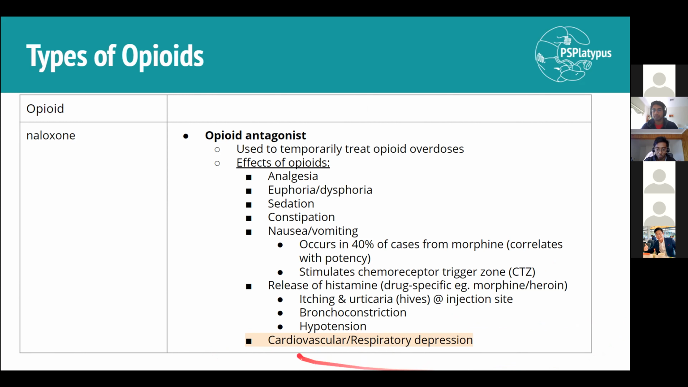The main thing that we're really trying to prevent by using naloxone is cardiovascular or respiratory depression. Essentially, since opioids inhibit action potentials, it makes sense that if we have too much of an opioid in an overdose, it would cause us to stop nerve conduction in other vital functions like cardiovascular and respiratory function. And that inhibition is very dangerous to us. So this is what we look for when we want to use naloxone.